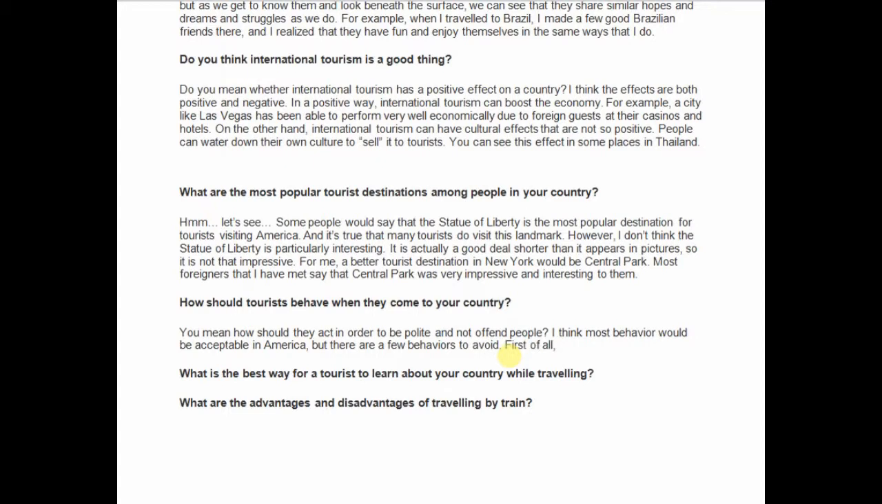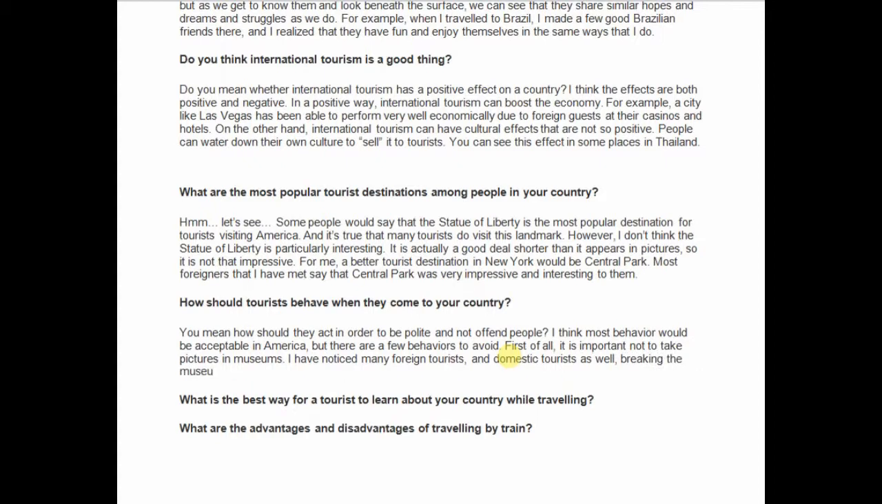First of all, it is important not to take pictures in museums. I have noticed many foreign tourists and domestic tourists as well breaking the museum rules by taking pictures, and it is very disrespectful.